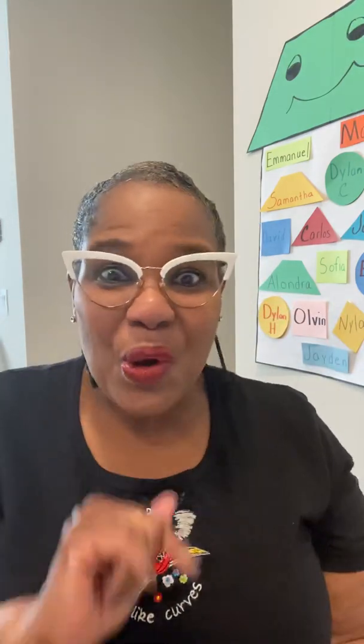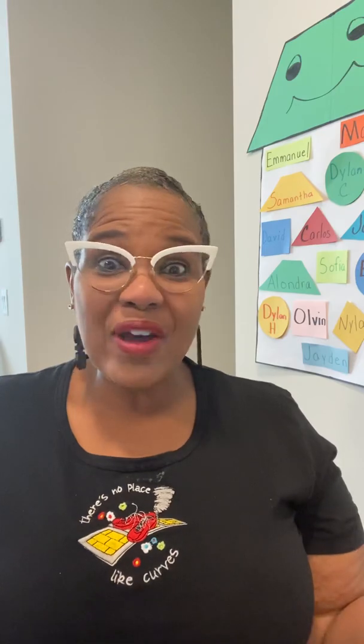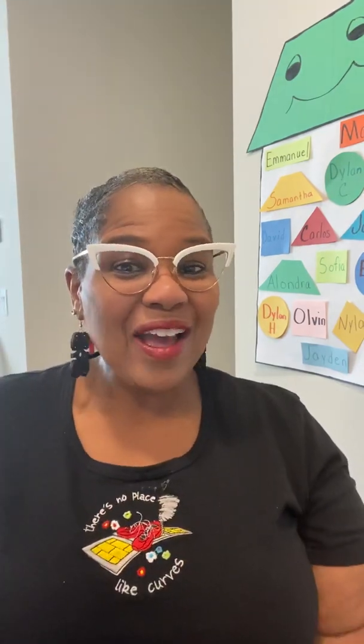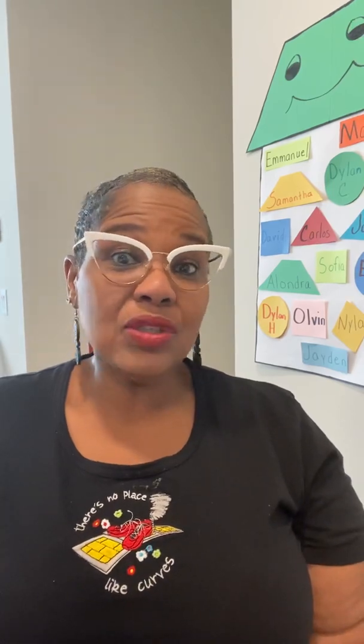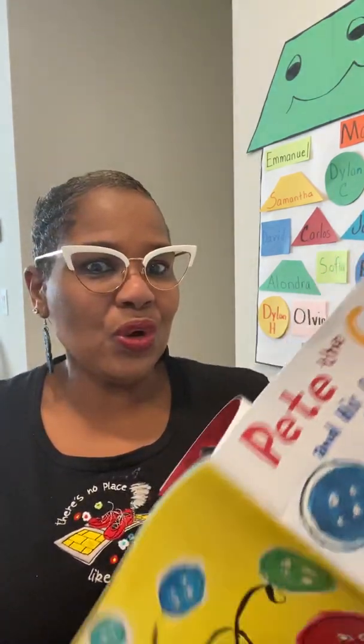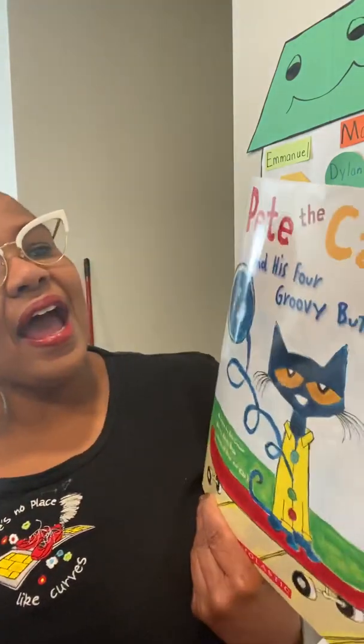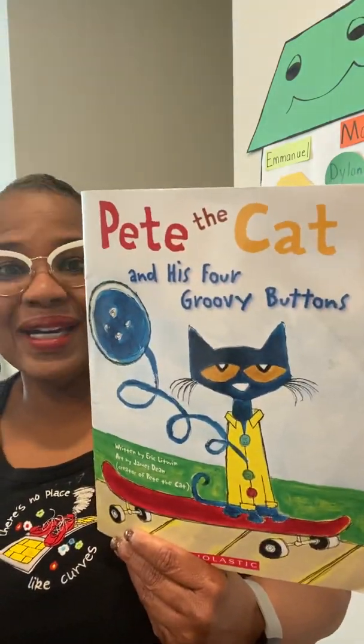We're going to read a story today and do some drawing at the end. So stay and play. All right. Well, let's get into the story. The story we're going to do today is Pete the Cat and his 4 groovy buttons.